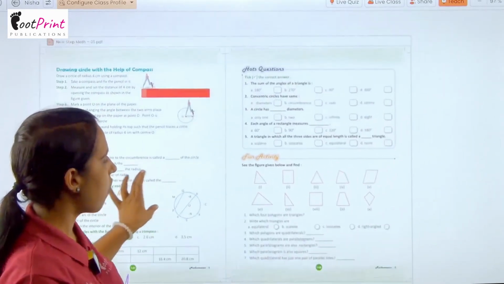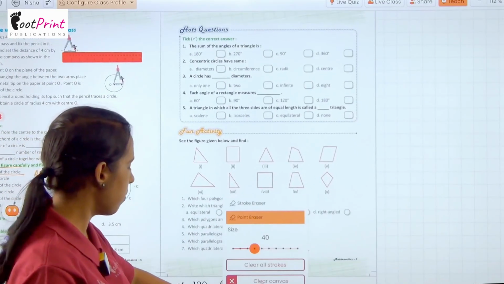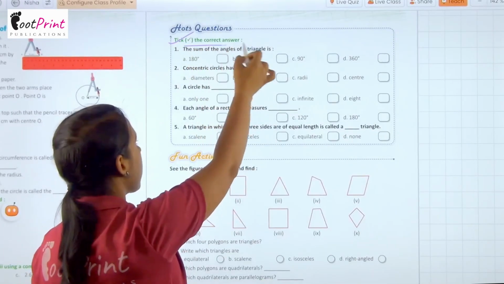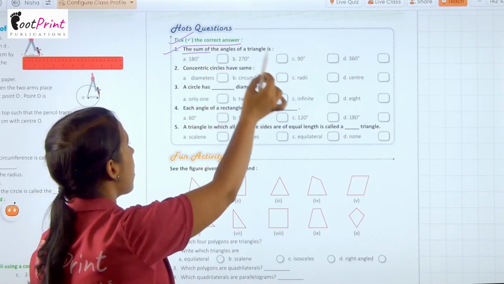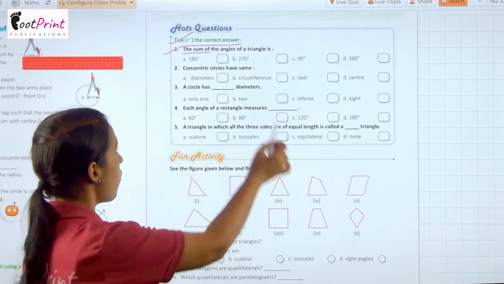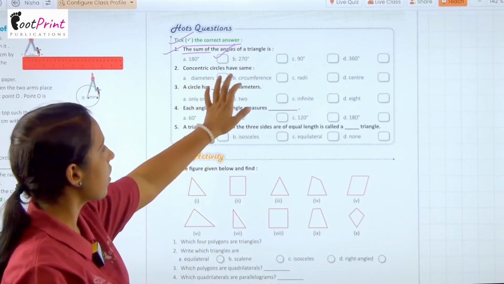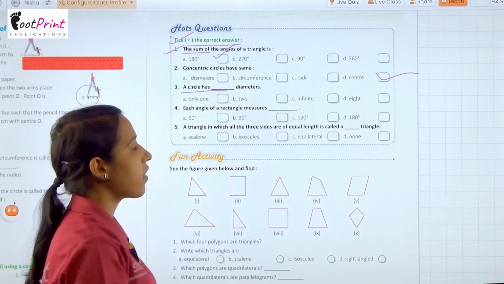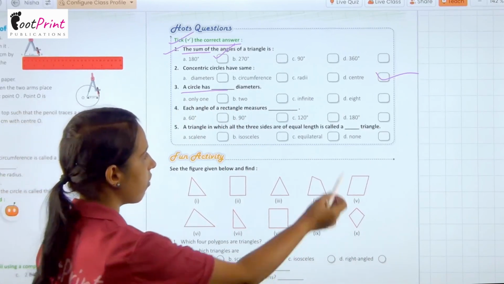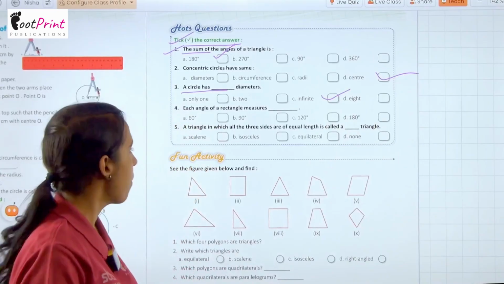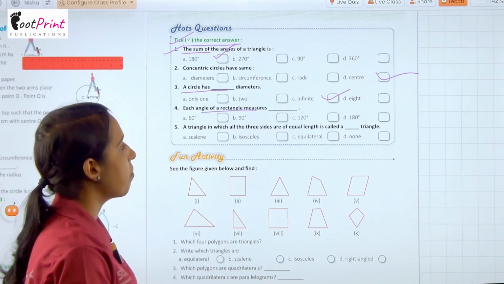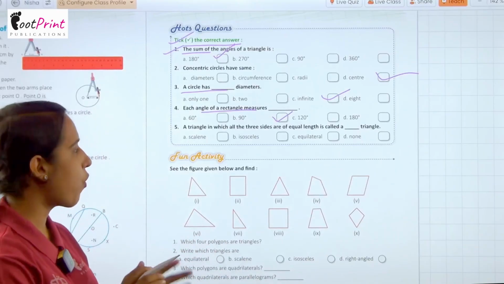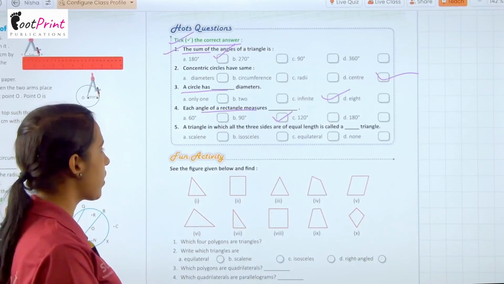Now we have some HOTS questions. Let's see here. We have to choose the correct answer. First one is the sum of the angles of a triangle is equal to 180 degree. Concentric circles have the same center. Yes. A circle has dash diameter. We know that infinite diameters we can draw in a circle. Each angle of a rectangle measures 90 degree. The 4 angles of a rectangle will be equal to 90 degree.